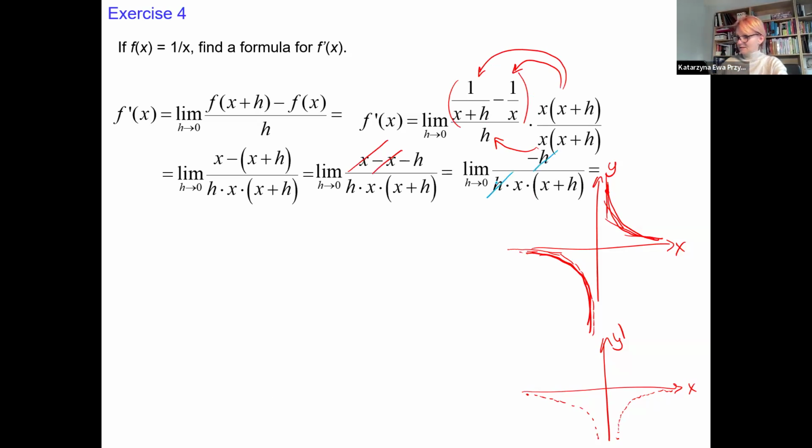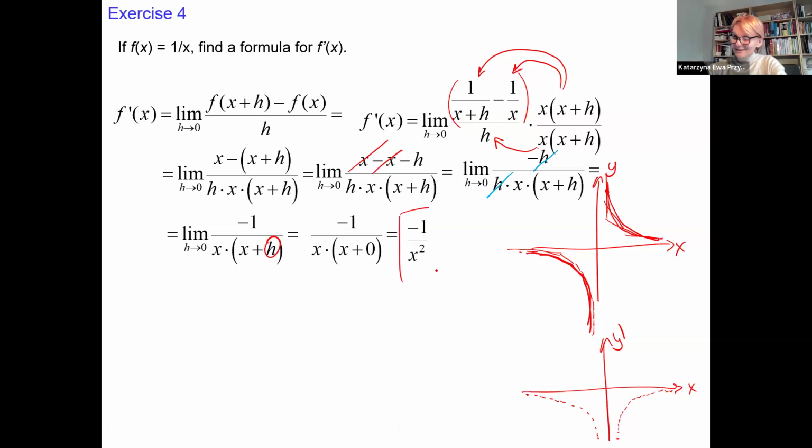Now we can cancel that h, and we can substitute 0. We get -1 over x squared. And that makes sense because this is the derivative. x squared is always positive, so the negative makes it always negative. Yeah, I mean the negative sign.